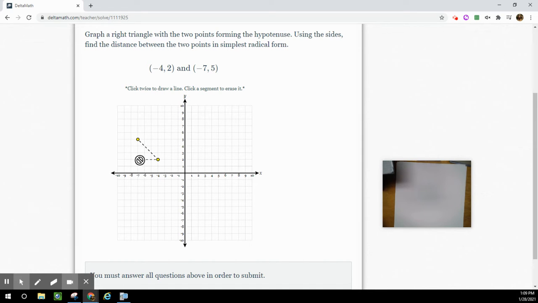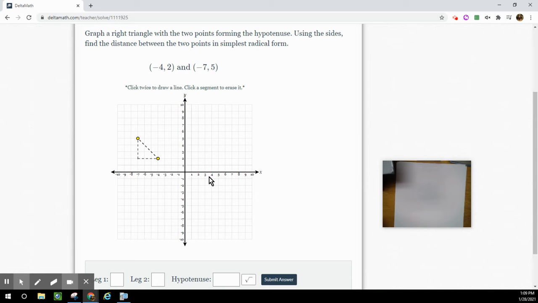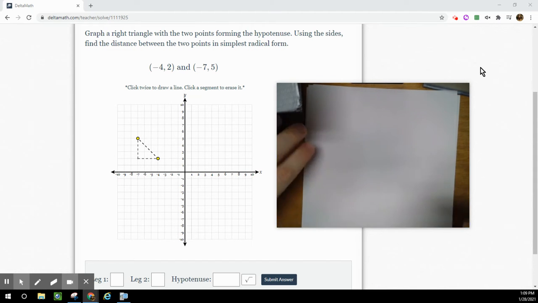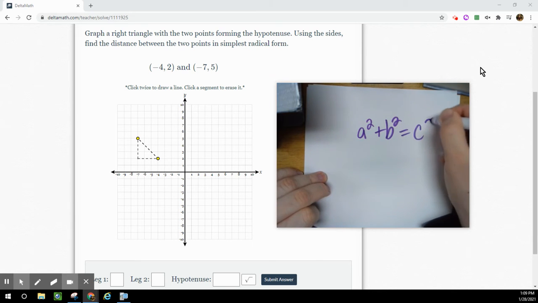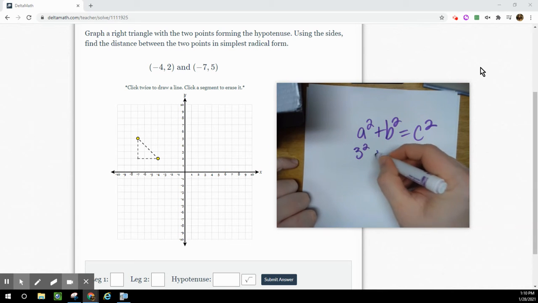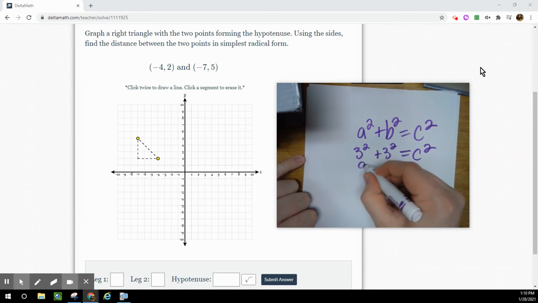So here is one part, and here's another part. So first we draw those horizontal segments. And so we see this first one goes from -7 to -4, so that's 3. So we would do a squared plus b squared equals c squared for this right triangle. And it's 3 squared plus 3 squared equals c squared. 9 plus 9 equals c squared, or 18 equals c squared.